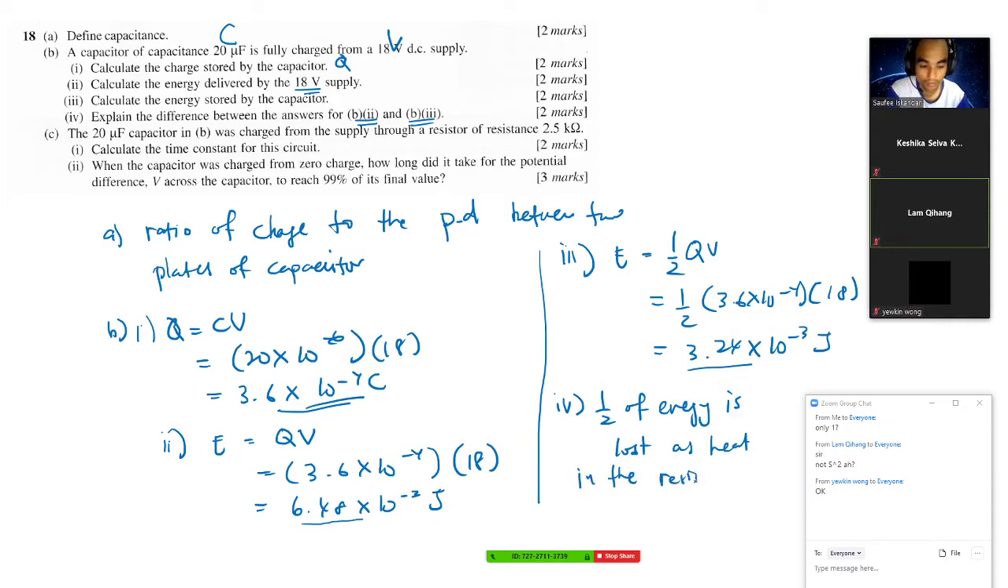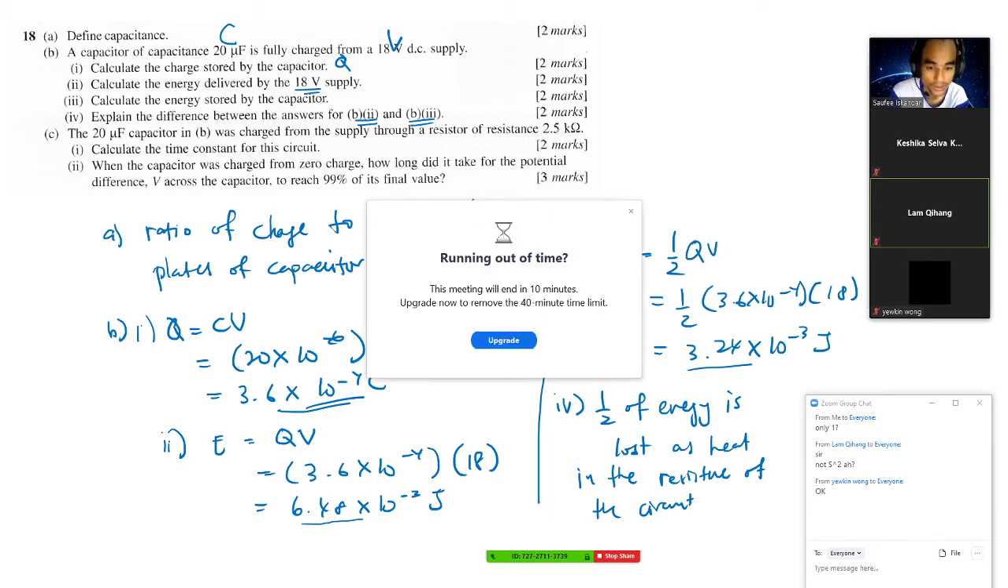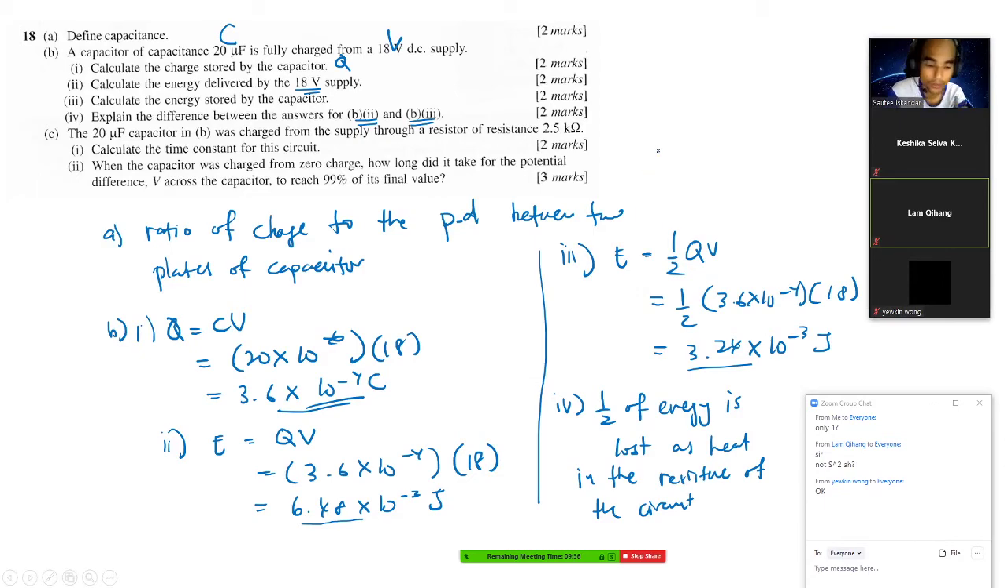of the circuit. So this resistance is the one making the energy loss. Resistance in the circuit. So it is not actually a pure capacitor. A pure capacitor does not have any resistance or self inductance. So the half of energy is lost because of the resistance of the capacitor. Okay, so we have 5 more minutes.